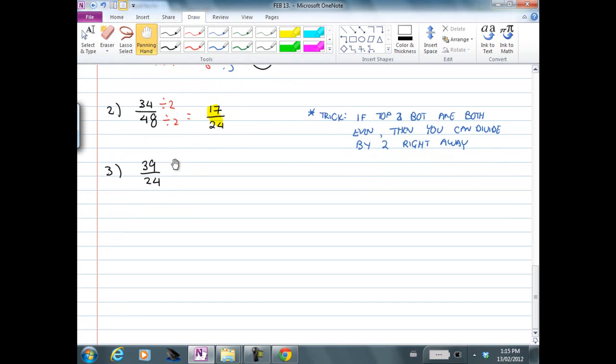Marissa, can I divide this and this by 2 right away? Why can't you? The numerator is odd. You can't divide this by 2 right off the bat because the numerator is odd. It only works if they're both even. So now, here comes the fun part. What is that magic number that can divide both top and bottom? Tyro, what is it? 3.